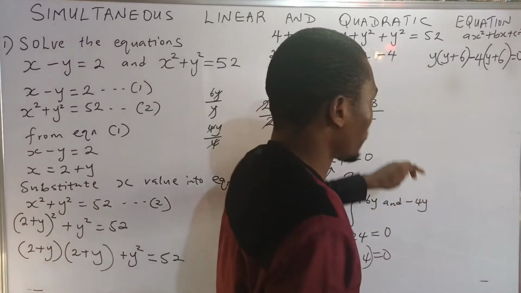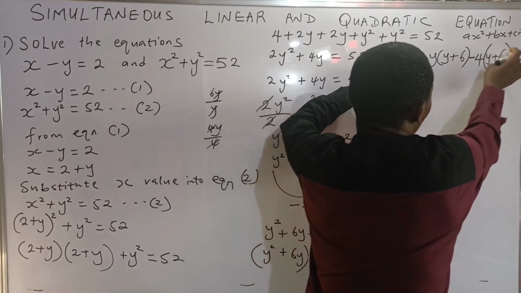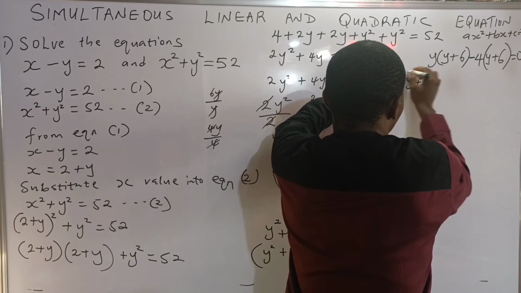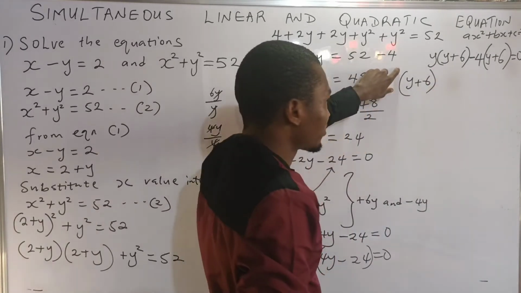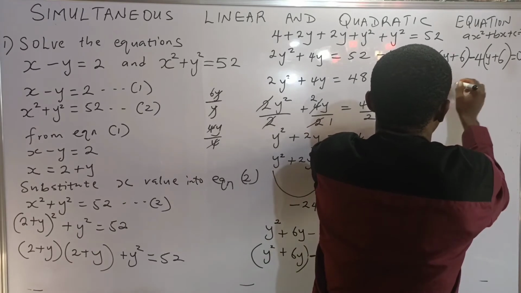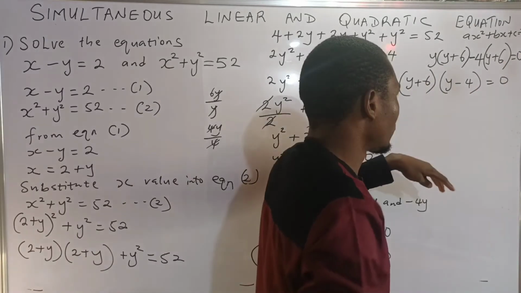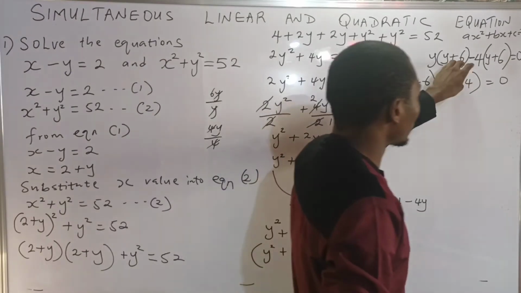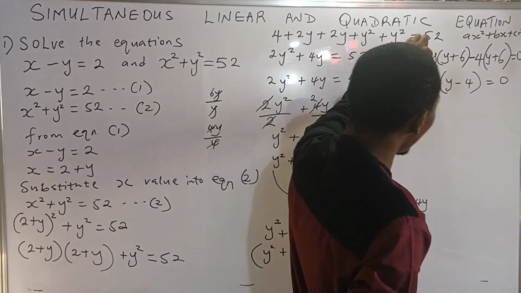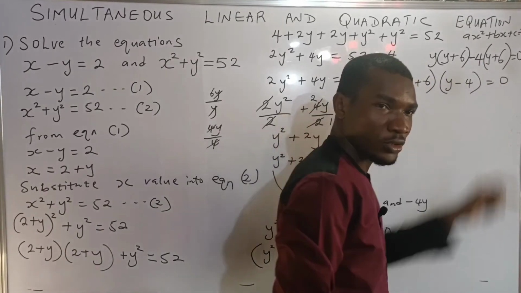Okay, let's solve further. Since we have y plus 6 and y plus 6, they are the same thing. We take one of each. y plus 6. In brackets, we also have y minus 4, and they are all equal to 0. This is what I did because we have the same terms here. We take one of the terms, then we also have y minus 4, and that is equal to 0.